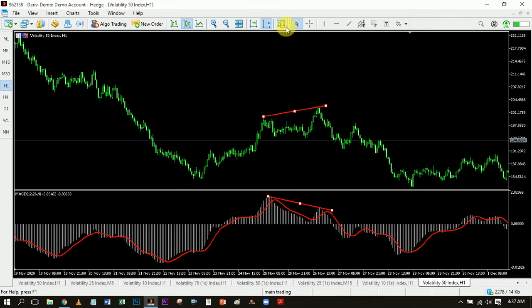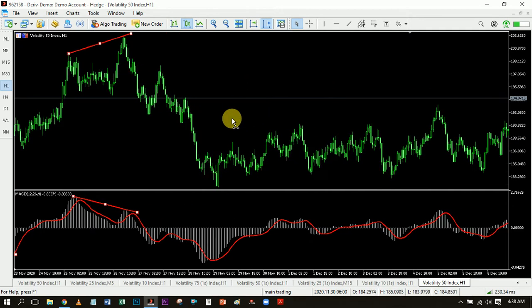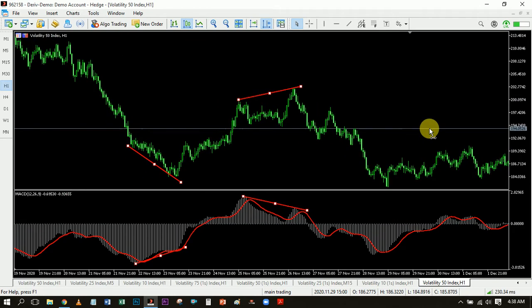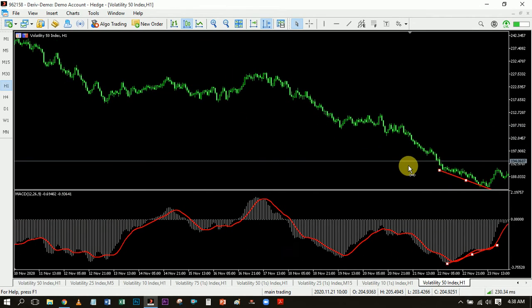Okay, look at another one right here. There's another one. You can see this one is going up. So this is your regular bullish divergence. It tells that the market is changing direction upwards. So that is the second thing you could use the MACD for.